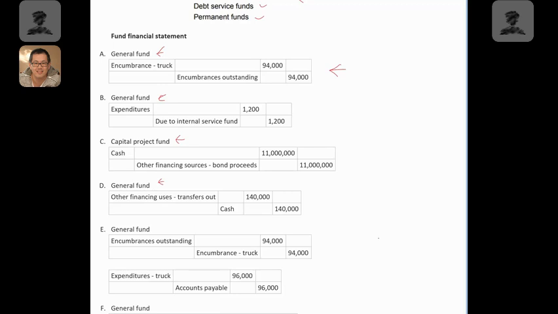Even though the truck is an asset, this is for the fund statement, so we do not record any long-term asset. We debit expenditures to record its cost, and then credit accounts payable 96,000, which is the actual cost of this truck.